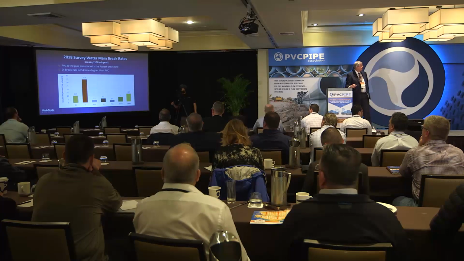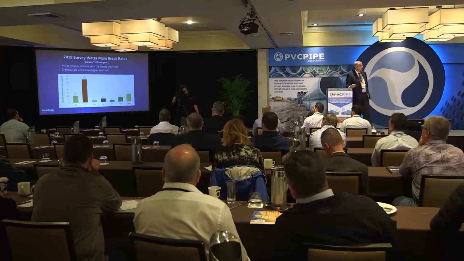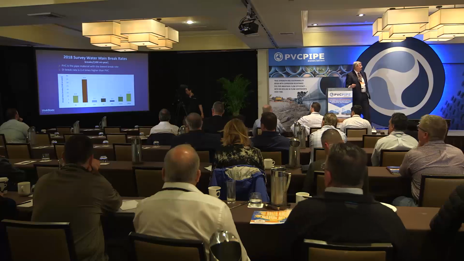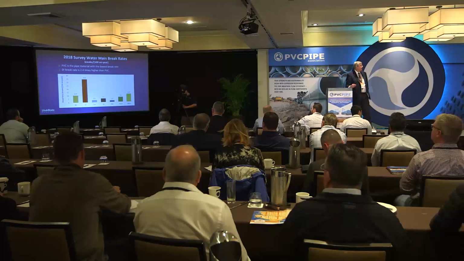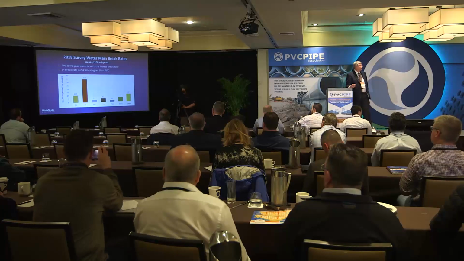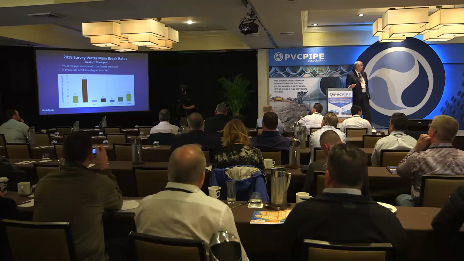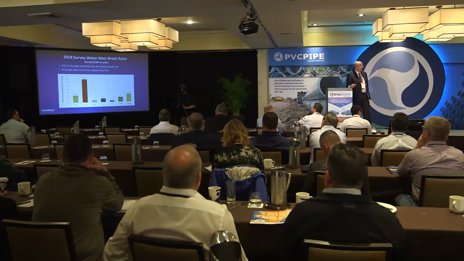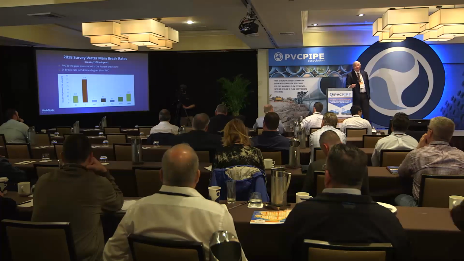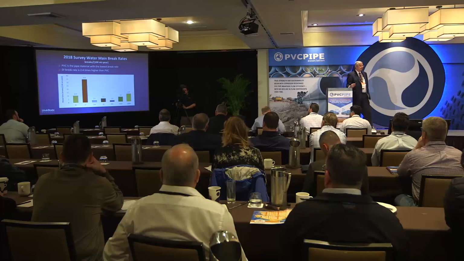Here is your wonderful chart that you'll show to lots of people of the break rates of the different types of material. You've got cast iron there at 34.8 breaks per 100 miles per year, the highest break rate material, followed by AC, asbestos cement. Of course, the other categories got a lot more in there, but we don't know who to attribute that necessarily to. But it's a lot of old pipes that are in there.